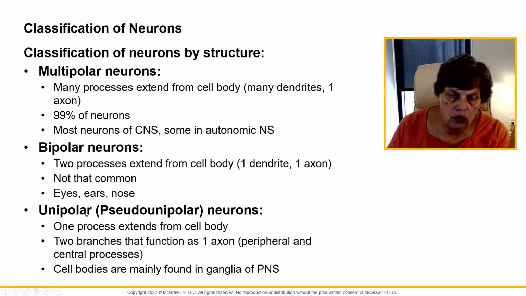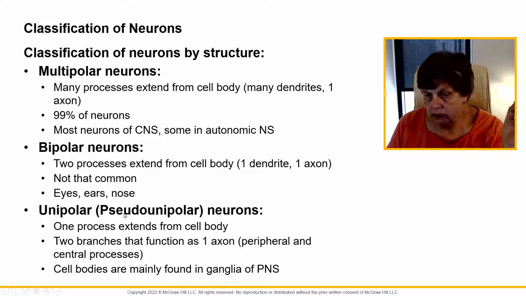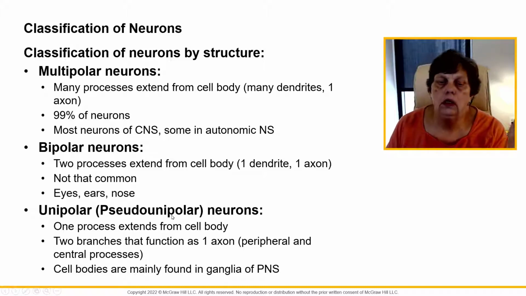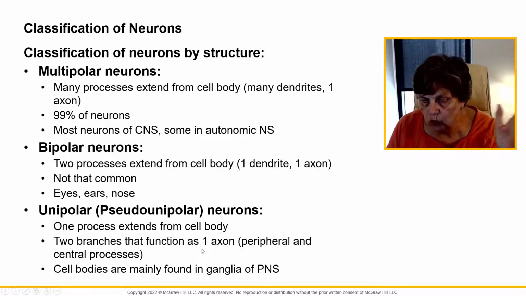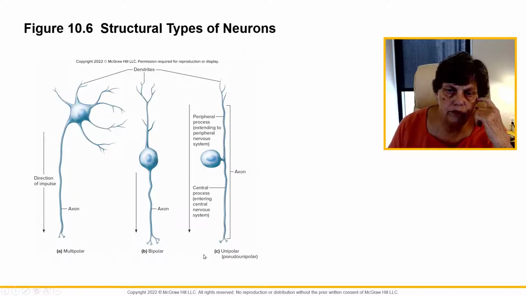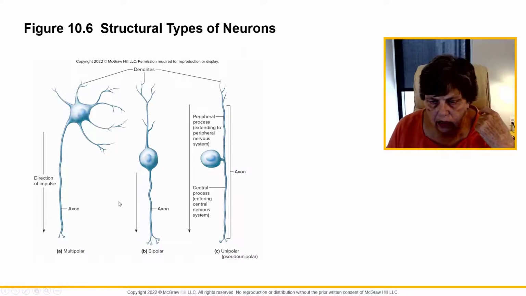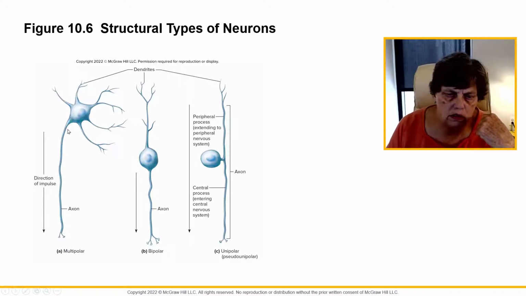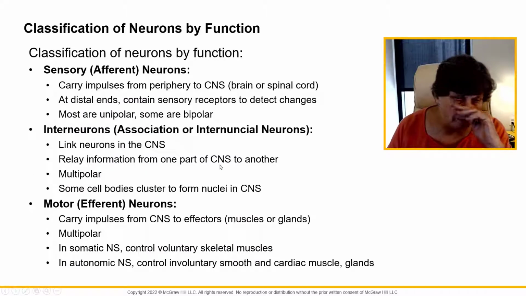And then you have the unipolar, or sometimes called pseudo-unipolar, where one process extends from the cell body, so you have two branches that function as one axon. And you may find these in the peripheral nervous system. So you can take a look and see what these look like. You can see this is lots of dendrites coming in, one axon, one dendrite, one axon, and then an axon kind of sticking out.